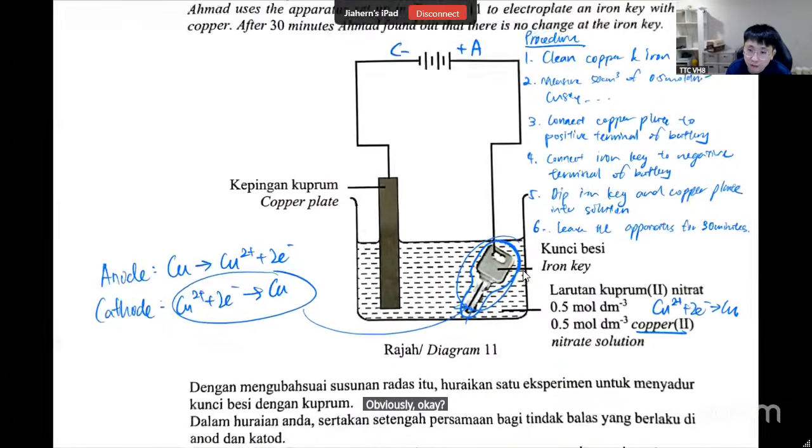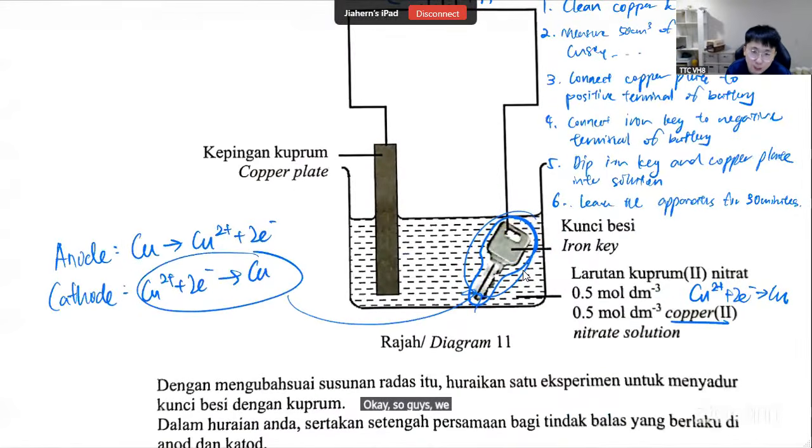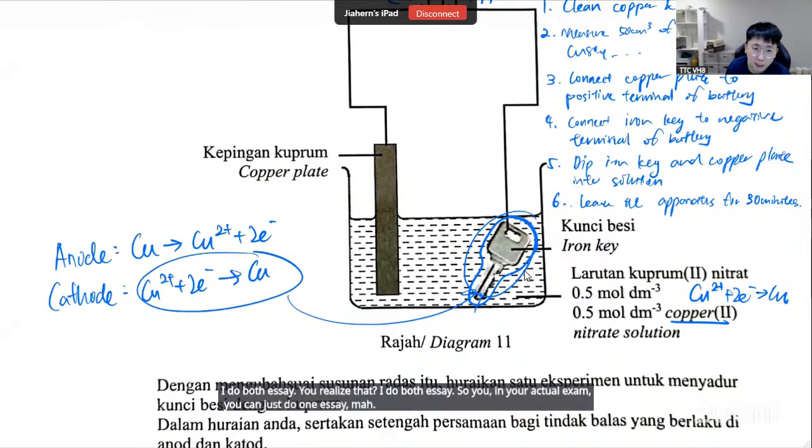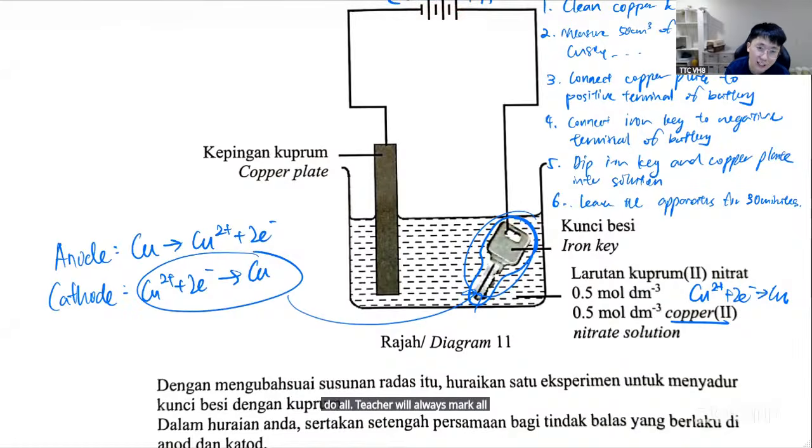All good. So guys, we managed to finish the whole paper in 2 hours. Actually, you can do it in less than 2 hours because I did both essays. In your actual exam, you can just do one essay. But I strongly suggest, if your exam allows time, do all. The teacher will always mark all and take the highest mark.